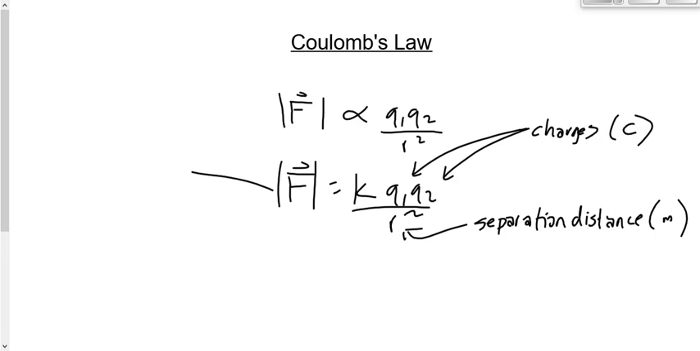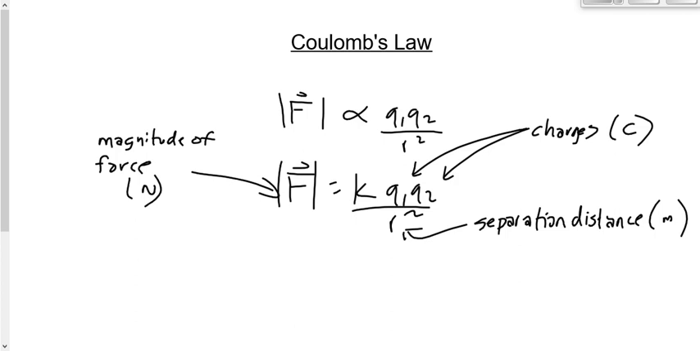F is the force, or at least it's the magnitude of the force, measured in newtons. What do we mean by the magnitude? Yeah, it's the absolute value. Force is a vector. There is a direction associated with it. It's either attractive or repulsive, left or right. But we're saying that this equation isn't going to get that direction for us.